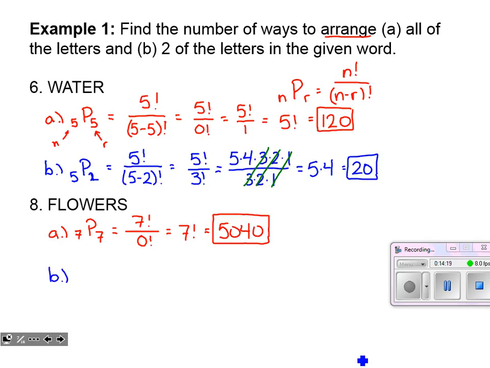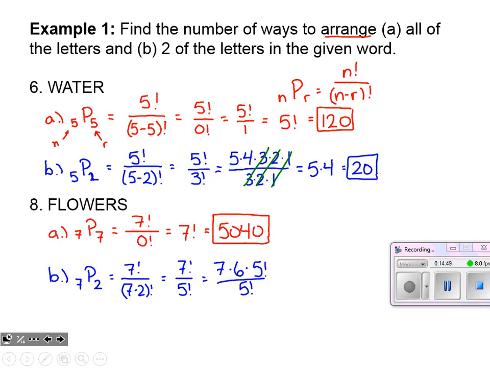Letter B, what if I only want to arrange 2 of those letters? Well, I've got 7 letters to choose from. I want to arrange 2 of them. Okay, well, here that's 7 factorial over 5 factorial. And if I think about the expansion, I've got 7 times 6 times 5 times 4 times 3 times 2 times 1. So I've got 7 times 6 times 5 factorial all over 5 factorial. So we get that cancellation to happen, and I could just write the factorial there because I no longer need to write out all those numbers counting down to 1, my answer is 42.